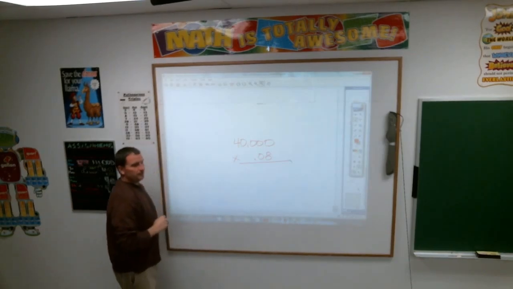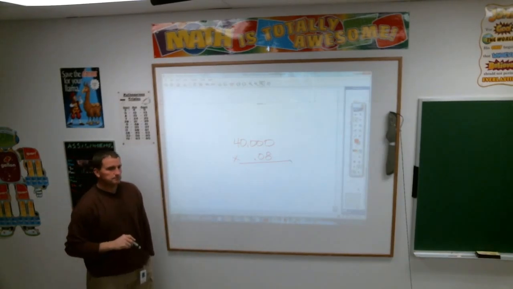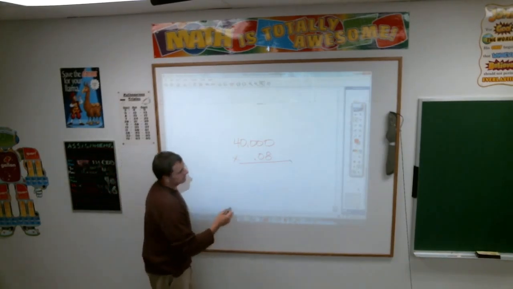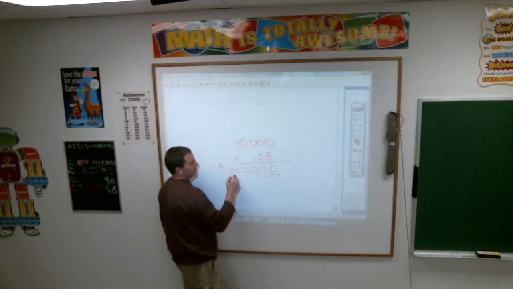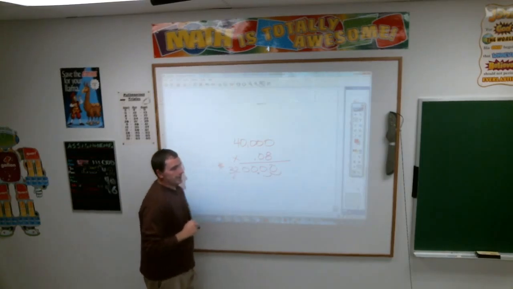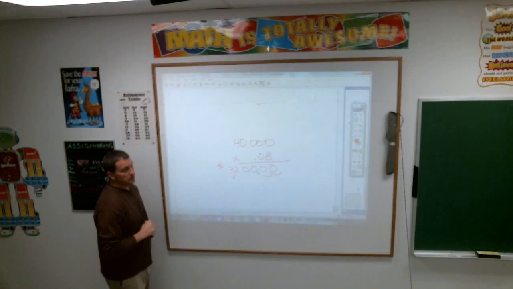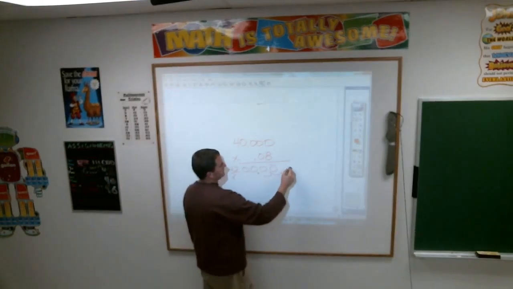What do you suppose tax on a $40,000 car is? 0.08 times 40,000. How many decimal places? 2. So on a $40,000 car, you're going to pay $3,200 just in tax. That's a lot of money.